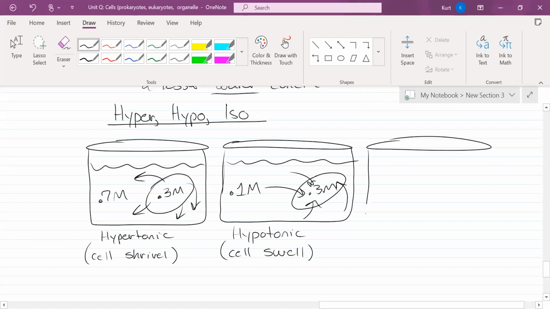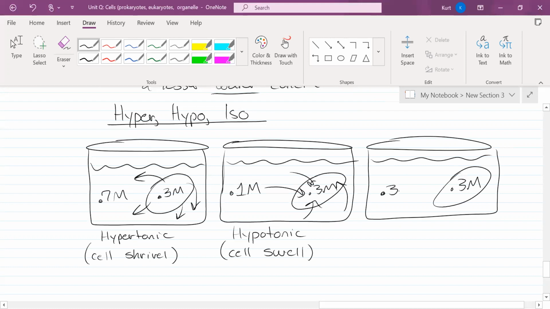Okay, and for the last one, either of you can say what's going to happen. Let's say we have a cell that's 0.3 molar, and the solution is 0.3 molar. So they're both 0.3. Which way will water flow? It's going to be even. This is called isotonic. However much goes in, goes out. And in this one, the cell is unchanged. Got it? That's hyper, hypo, and isotonic.